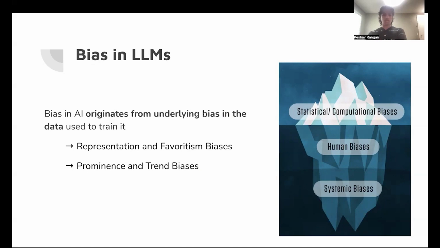bias in AI stems from human and systemic biases in the underlying data used to train AI. Our paper classifies types of bias into several categories, including representation and favoritism biases, where a particular group or idea is favored or overrepresented, such as a particular race or gender, and prominence and trend biases, where certain portions of the dataset are favored, such as information from authorities and current events.